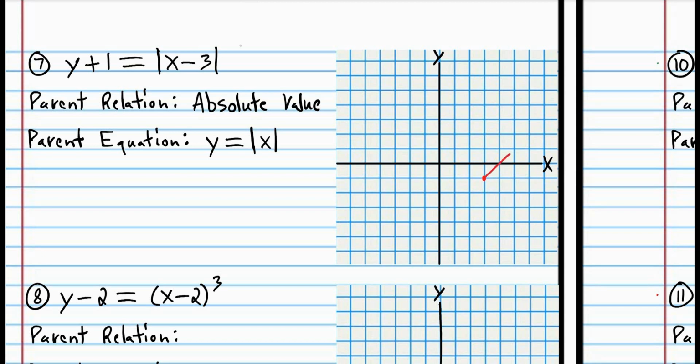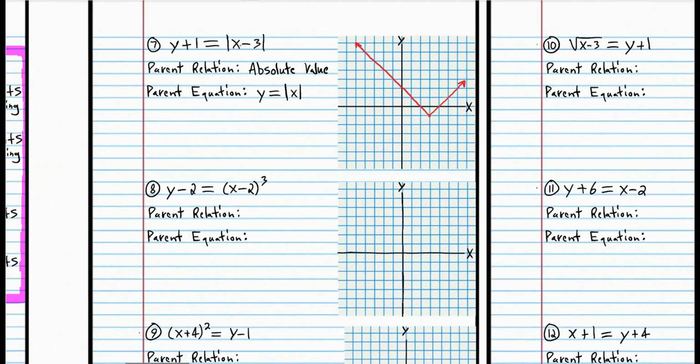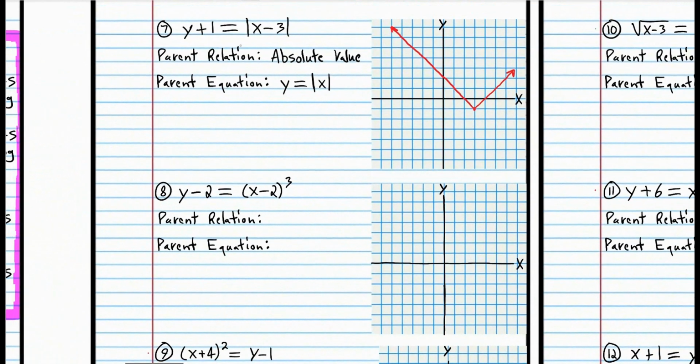So then your lines are just going to go through those diagonals. That's something that you have to memorize about the absolute value relation. Your lines always go through those diagonals. And that's it. So that's what your graph should look like if you got that right. Good job. Okay, go ahead and try number 8.